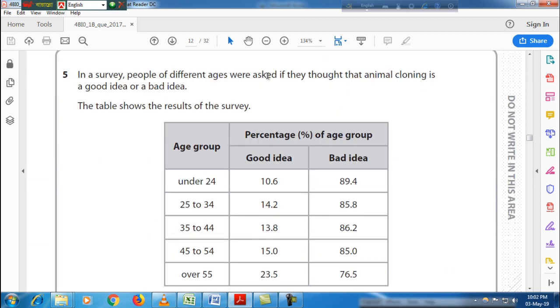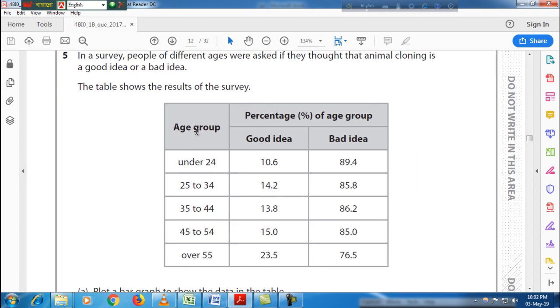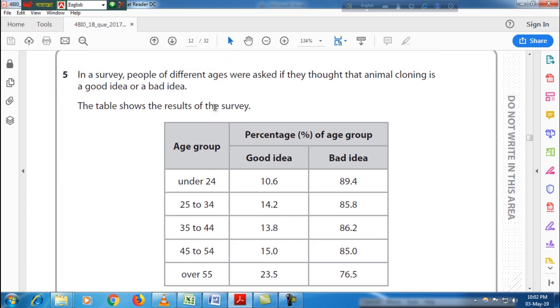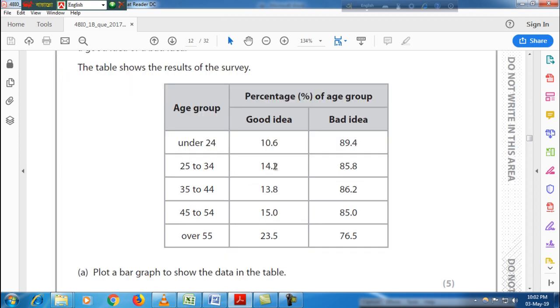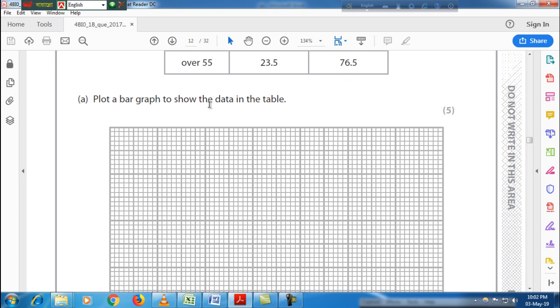Number 5. In a survey, people of different ages were asked if they thought that animal cloning is a good idea or a bad idea. The table shows the results of the survey. They have given age group, percentage good idea, bad idea. Under 24, 10.6 good idea, bad idea 89.4. Now 25 to 34, 14.2, and bad idea 85.8. Over 55 it is 23.5 good idea, and in bad idea 76.5.